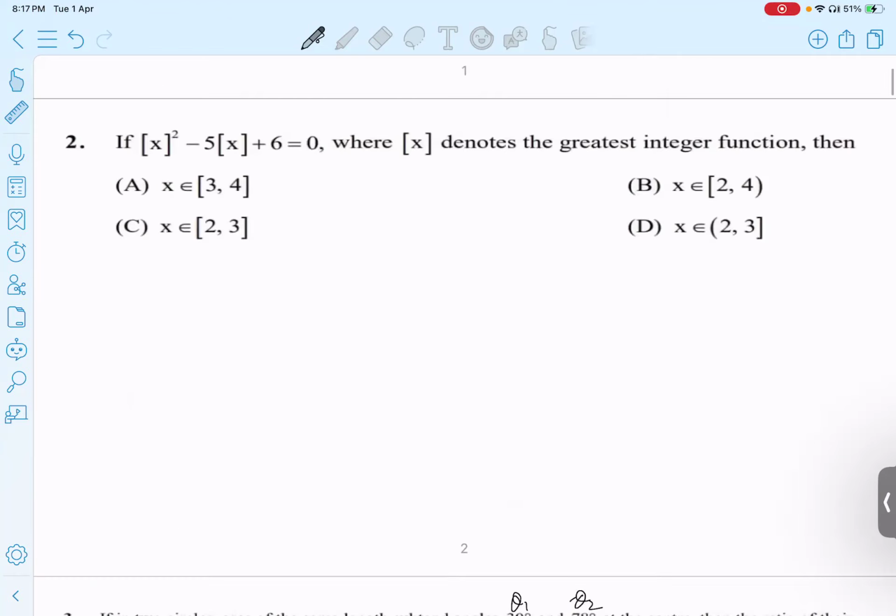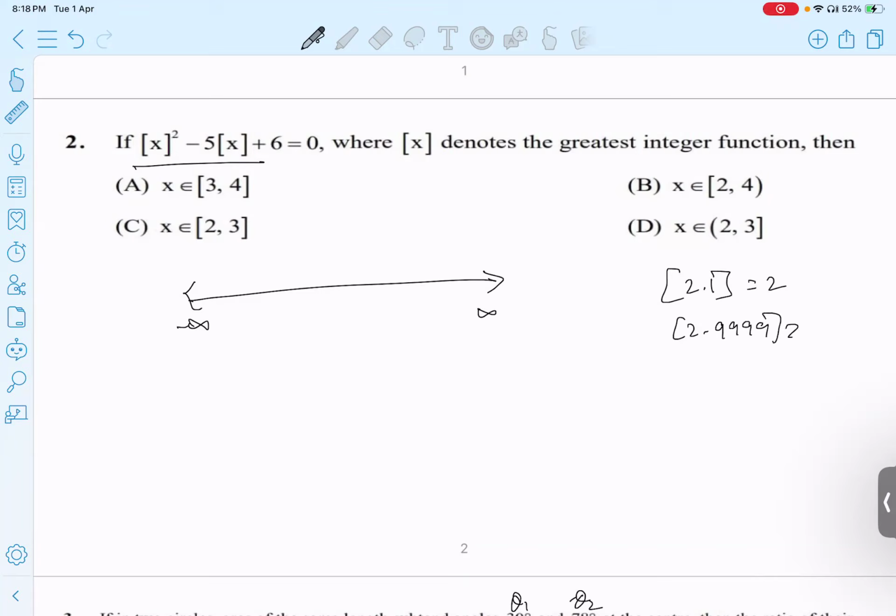Okay, last two questions. What is this greatest integer function? What is the meaning of a greatest integer function? We have to consider only the greatest integer part. The greatest integer of 2.1 is 2. The greatest integer of 2.9999 is also equal to 2.